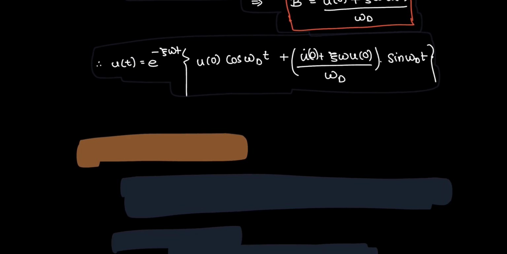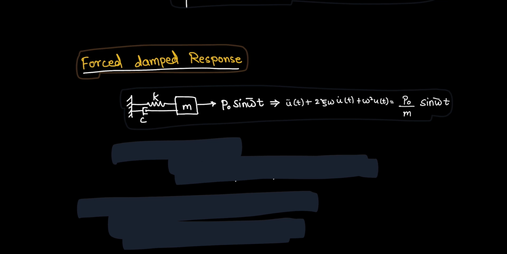With this knowledge, now let us move on to deriving the response of a dissipative system when a force is acting on it. We start with the equation of motion by drawing the FBD and divide the whole equation by m to obtain the equation that is shown. The force that is acting is assumed to be P naught sine omega bar of t, where omega bar is the forcing frequency. The force function could also have been taken as a cosine wave.